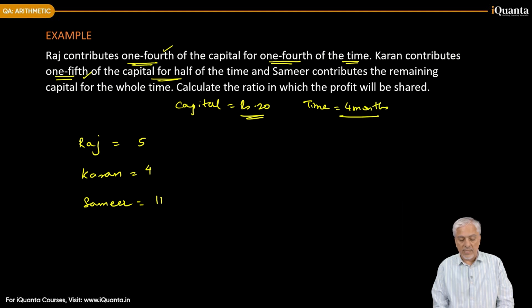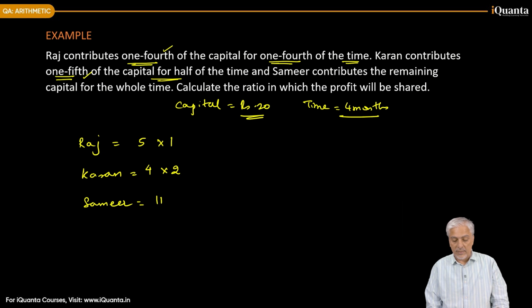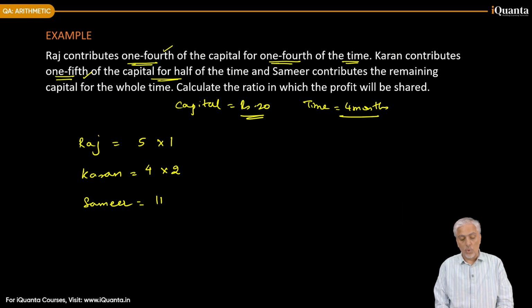So Raj contributes 1/4 of the capital for 1/4 of the time. What is 1/4 of 4 months? Only 1 month. Karan contributes 1/5 of the capital for half of the time. What is half of 4? 2 months, while Samir contributes the remaining capital for the whole time. That means Samir was there for the whole time, 4. Calculate the ratio in which the profit will be shared.